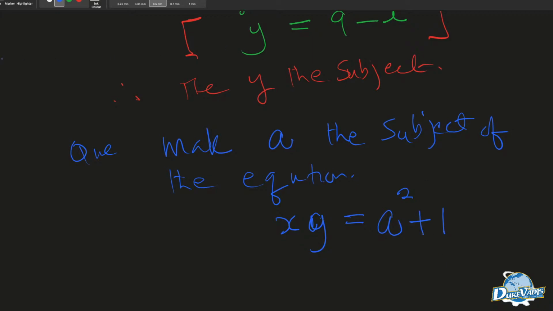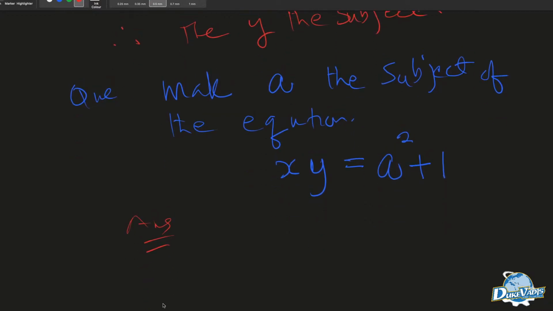Now let's look at this. We have been given such a question to solve. They say make a the subject of the equation. If I look at the equation very well, xy is equal to a squared plus 1. What are we seeing here? We see that x is multiplying y, but it's equal to a squared plus 1. It is still addition. Have you seen it?